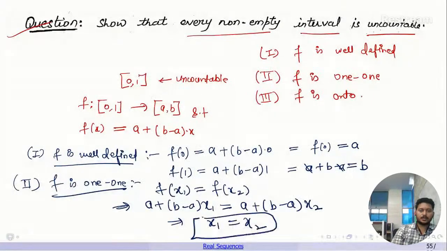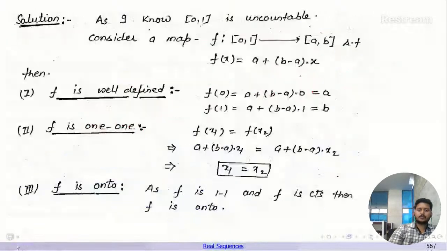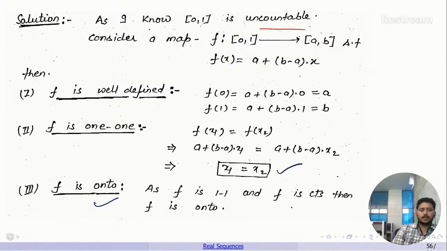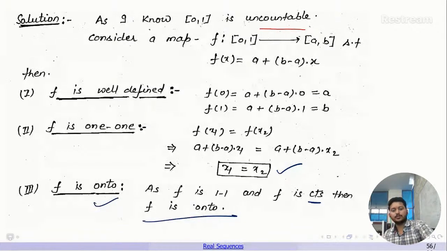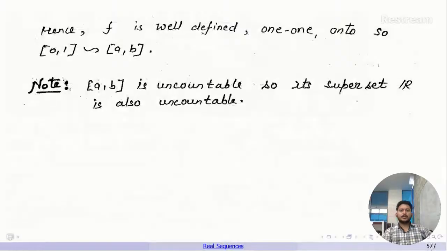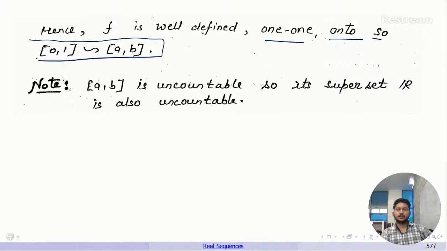Then we say that it is also a one-one type of number, and last you need to check for onto. As for onto, f is already proved one-one here, and f is continuous, then f is said to be onto also. Hence f is well defined, one-one, onto, so these are similar. So first thing is that when you check every non-empty interval is uncountable.